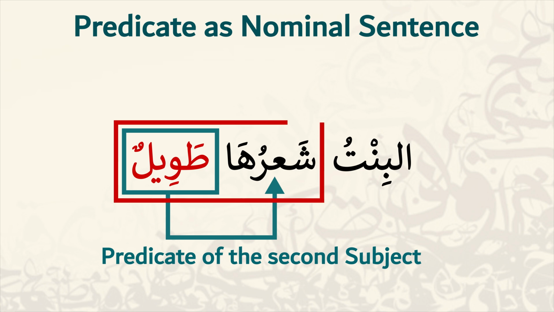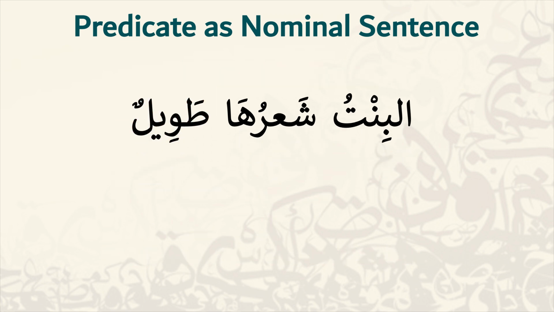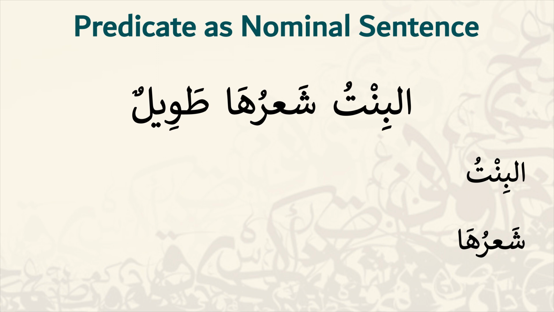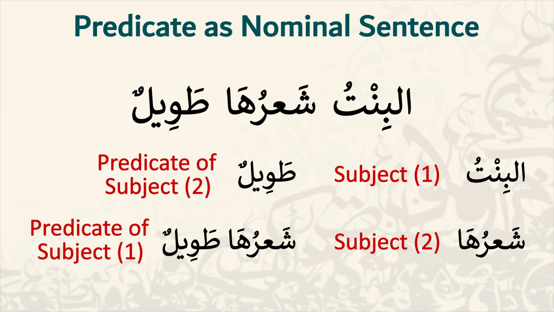Lastly, this whole sentence is the predicate of the first subject, and its type is nominal sentence predicate. So we have two nominal sentences, and therefore we have two subjects and two predicates. البنت and شعرها are the two subjects. طويل and شعرها طويل are the two predicates.